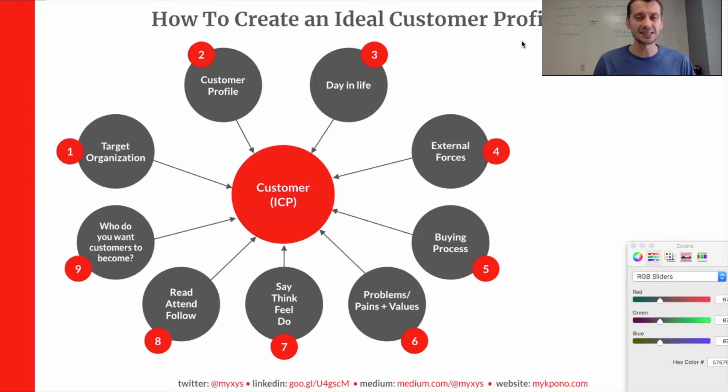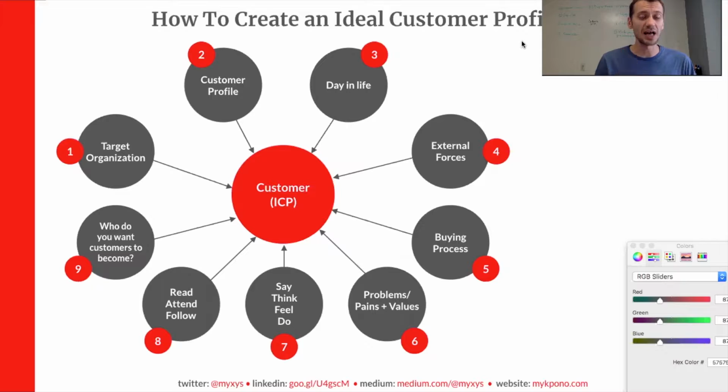Number 4, understand external forces. If something happens in the environment or in the industry that they need to be aware of regardless of what they do, something that fundamentally shifts how they need to operate. Maybe it's new technology, maybe it's an economic challenge, maybe it's social changes that impact what they do on a daily basis.